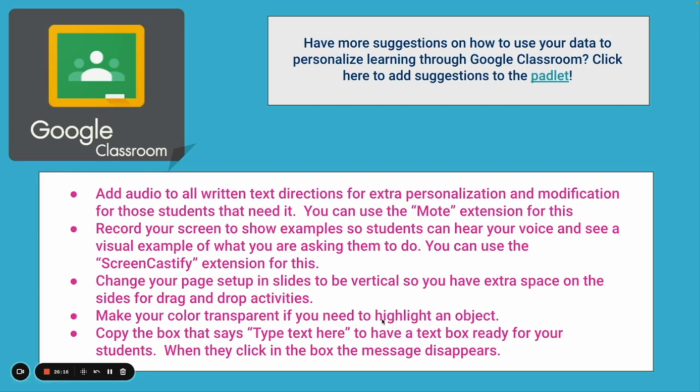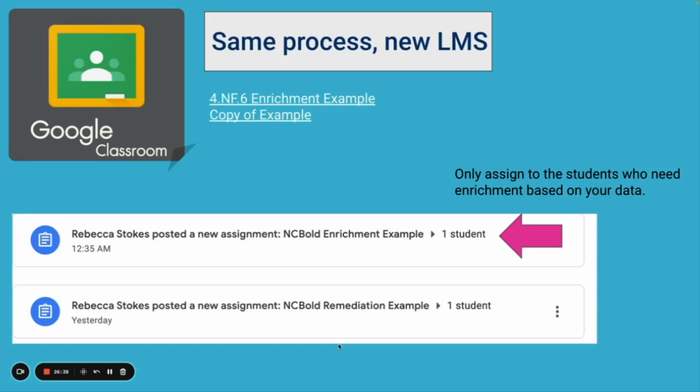Make your color transparent. If you are trying to highlight an object or highlight text, you can put a shape on there and fill it with a transparent color. And here's just a little tip: if you need students to type somewhere, you can insert a text box that already says "type text here," and it will disappear as the students start typing. All of that is in the examples here.